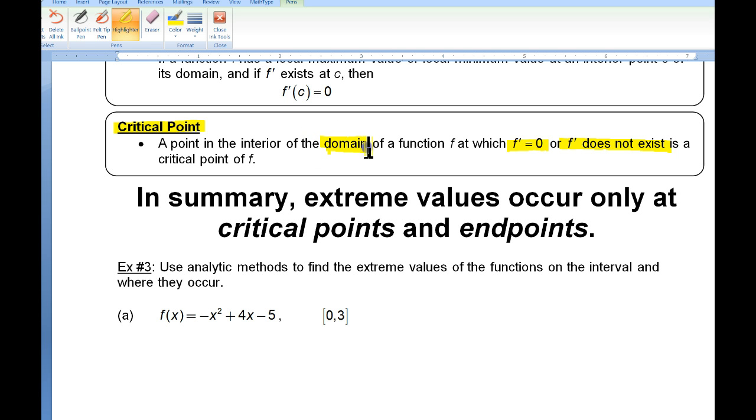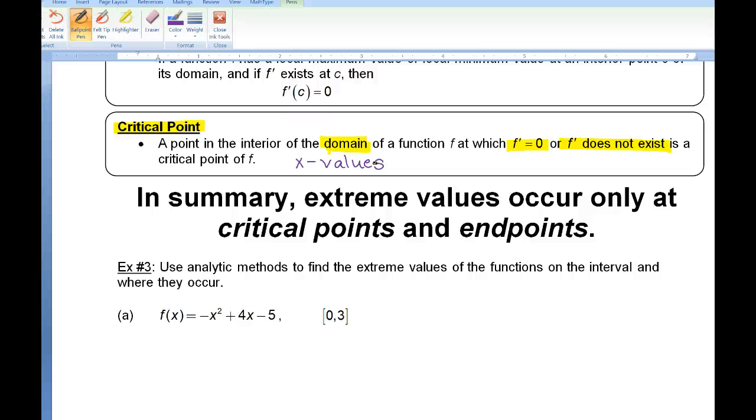And it's something that's in the domain. So basically critical points are x values if they're in the domain, and extreme values are y values. Correct. So when I ask you to find the local maximum or local minimum values, or our extreme values, those are y values. Where they occur are the critical points or the x values.